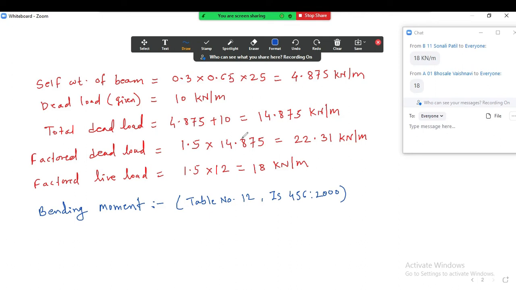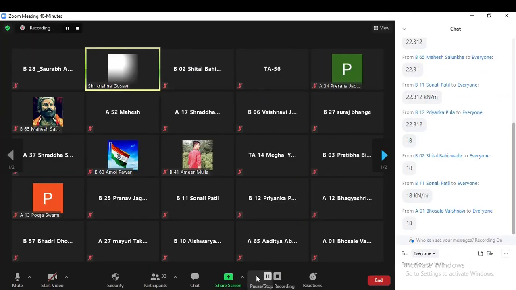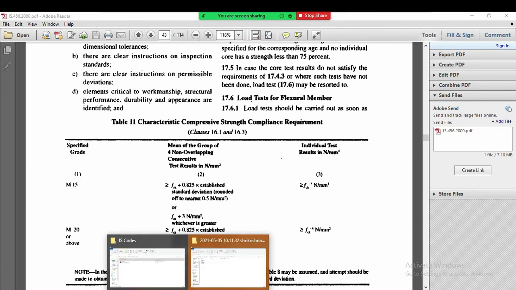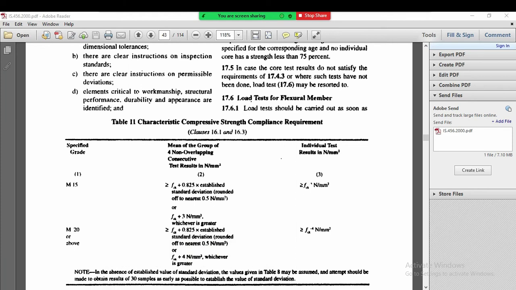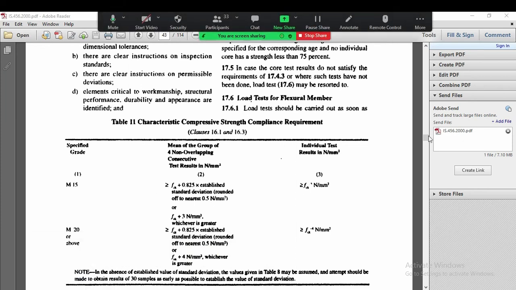So now we will move to Table 12. This is our IS code now. Table number 12. Okay, before moving to Table 12, right now I have one announcement for you.